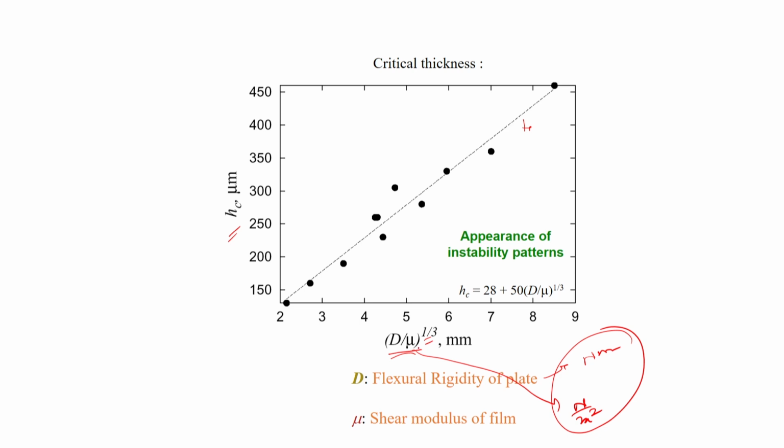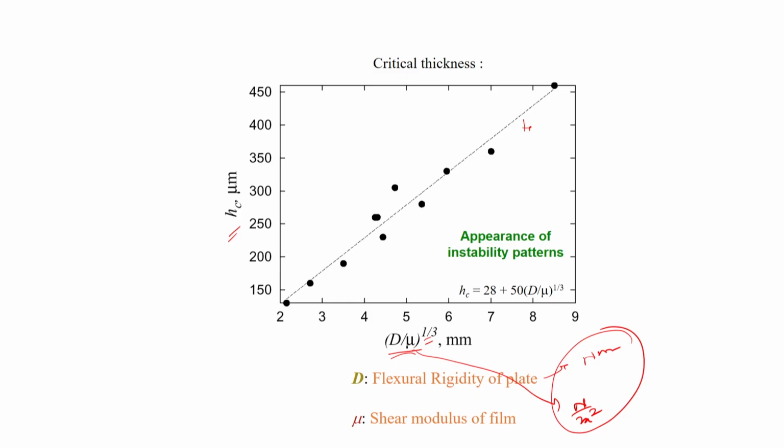So, d by mu defines a length scale. That defines the critical length scale, the critical dimension. So, if the thickness of the film is smaller than this critical thickness, then only the instability appears. For the larger case it does not appear. So, that is another point to be noted.